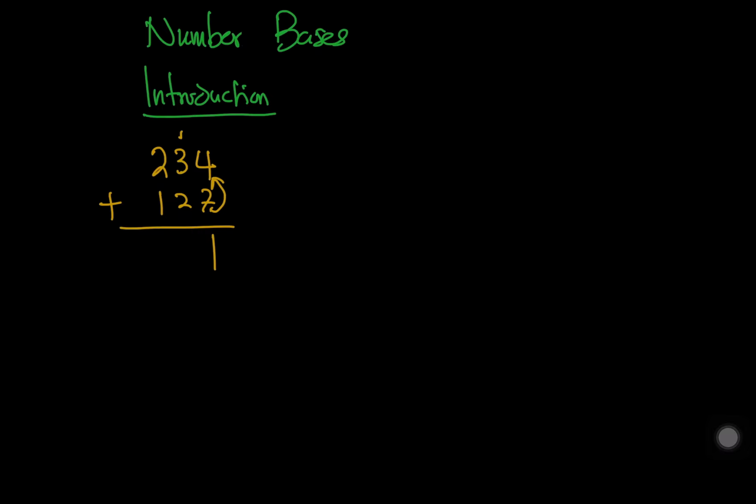We add that 1 to the 3, we get 4. We add that 4 to 2, we get 6, and we add 2 plus 1, we get 3. So all this that we are doing is in base 10. So technically, it should have been written in this way. Let's say 234 base 10, plus 127 base 10, all right?